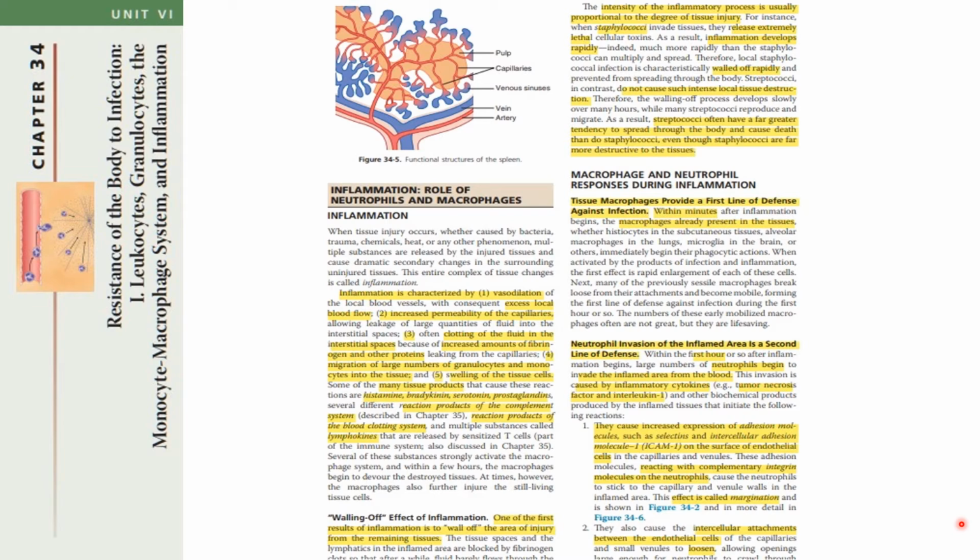Number 4 is migration of large numbers of granulocytes and monocytes into the tissue. And number 5 is swelling of tissue cells. Some of the many tissue products that cause these reactions are histamine, bradykinin, serotonin, prostaglandins, reaction products of the complement system, reaction products of the blood clotting system, and multiple substances called lymphokines.